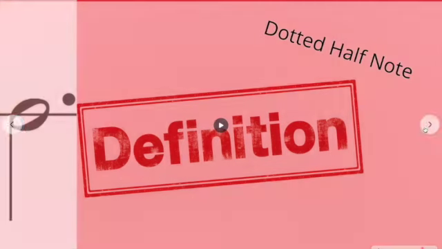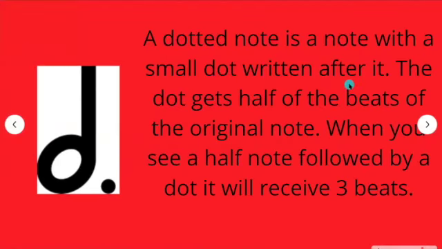Well, a dotted note is a note with a small dot written after it. The dot gets half the beats of the original note. So if you see a half note, which gets 2 beats, well, half of 2 is 1, so 2 plus 1 equals 3. So a dotted half note will get 3 beats.